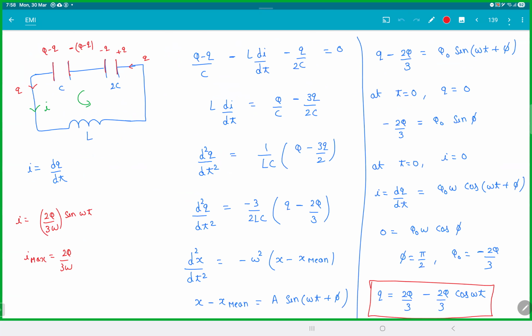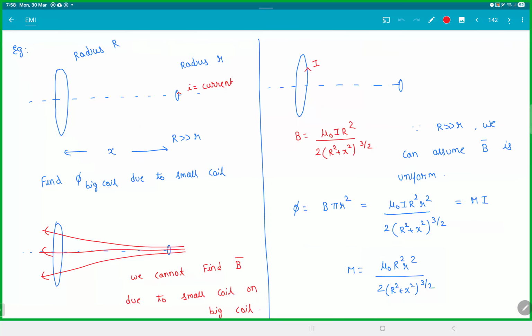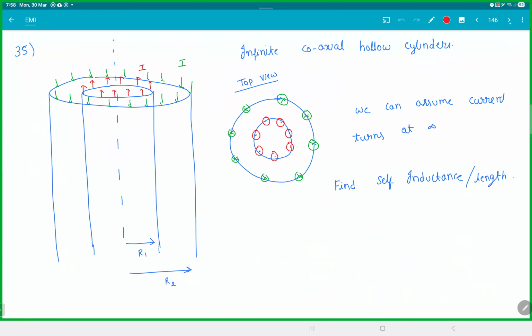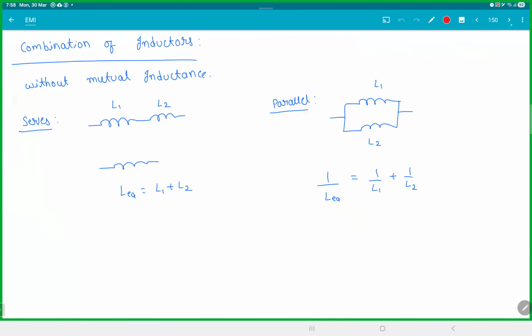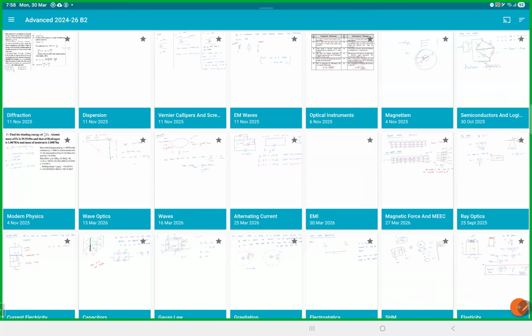LC oscillations, it is fine. This one you can do, 33. Mutual inductance is fine. Last time I taught you series parallel, so hope you have gone through it, the coupled circuit and all that stuff. So yeah, those are the main questions you should definitely check out in that.